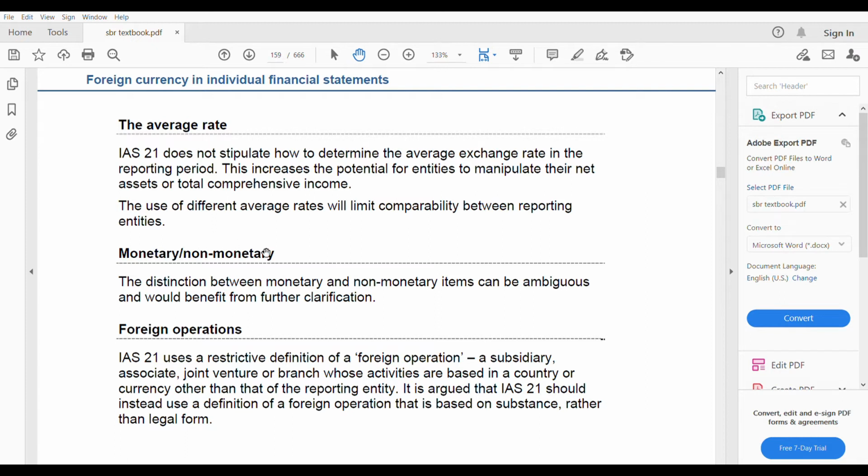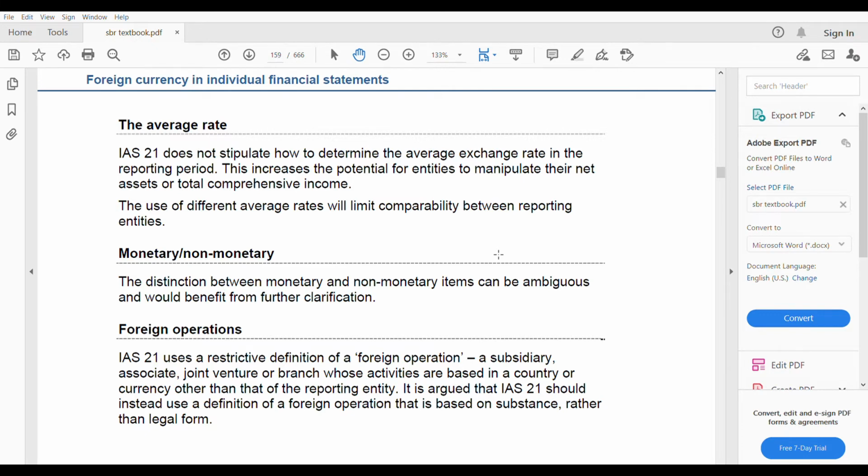Non-monetary versus monetary. The distinction, which is what is monetary and what is non-monetary, can be quite tough, right? It would benefit from further clarification. That means IAS 21 needs to give some further clarification, but they still haven't given it. Remember this. These are issues.